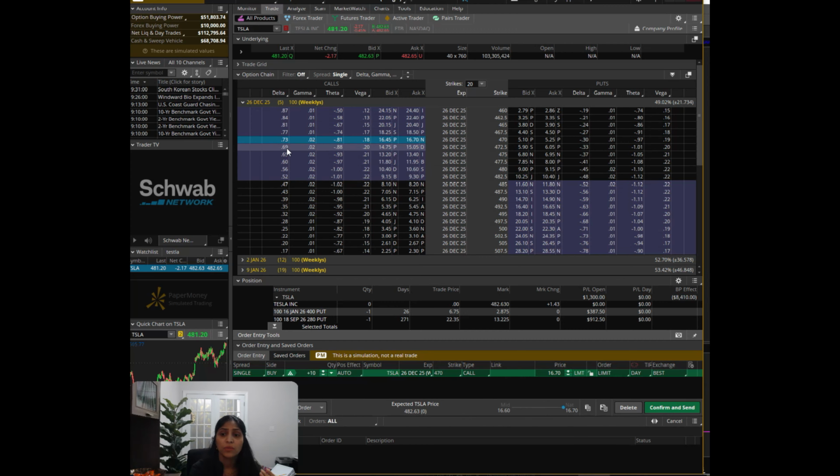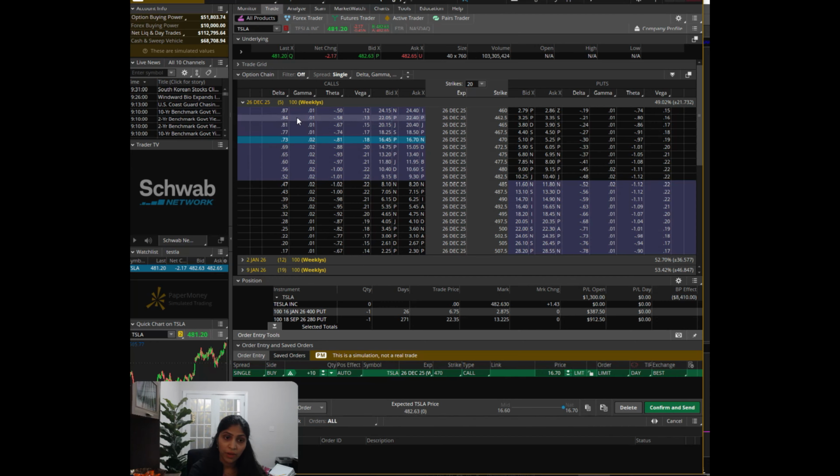So delta is one of the most important things in options trading. Call delta goes from 0 to 1. Put delta goes from 1 to 0. The higher the delta, the more stable the contract is going to be. So that is why it's always good to go with the higher delta option contracts.